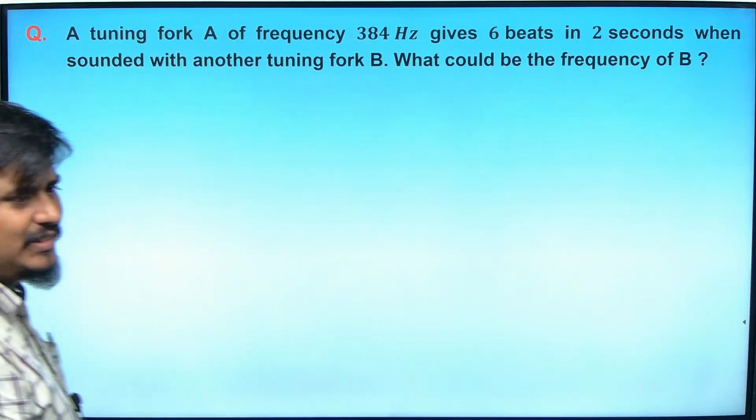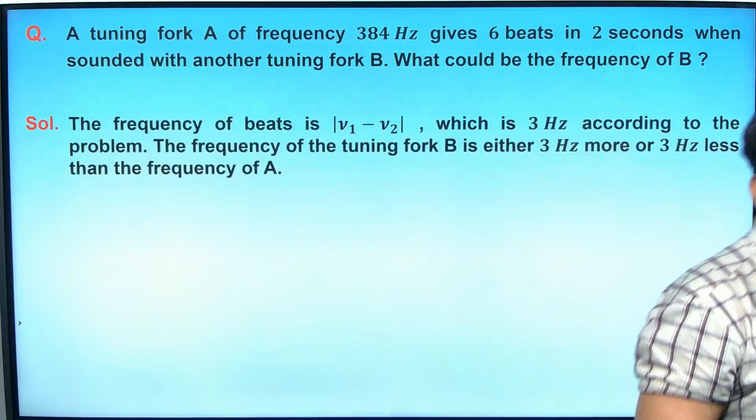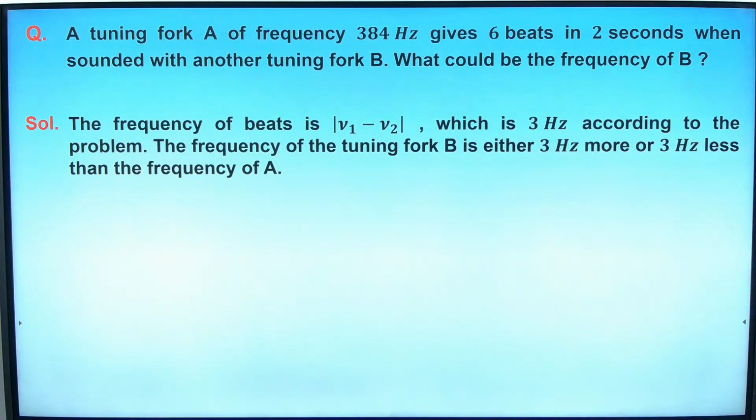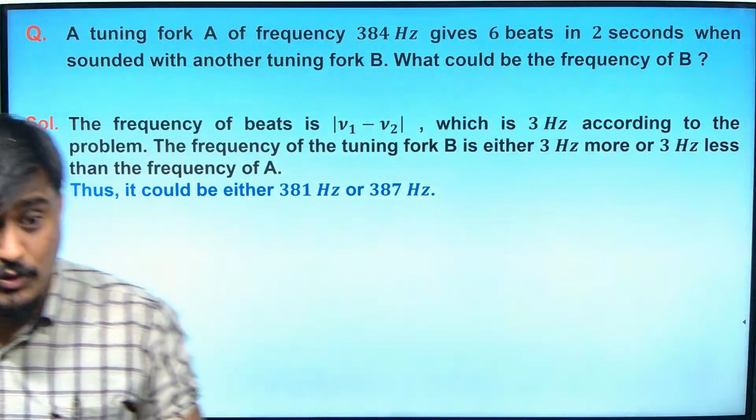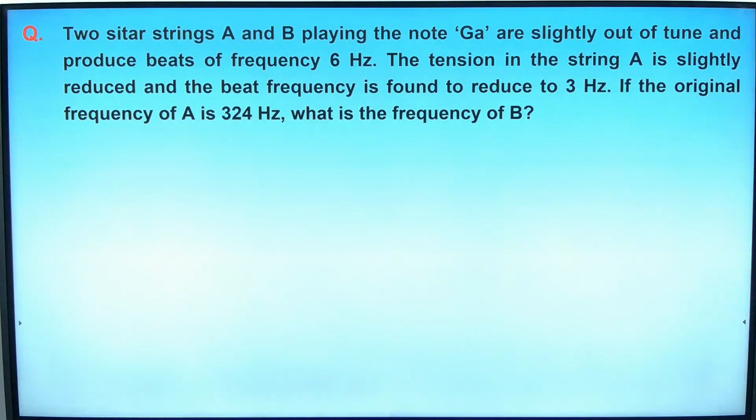Correct, obviously correct. Why am I saying it is correct? Because they have given the value of one frequency as 384, that is, the tuning fork has a frequency of 384, and they are saying it gives 6 beats in 2 seconds. It means 6 beats in 2 seconds is 3 hertz, 6 by 2 is 3. So it can be either 381 or 387. We cannot say it will be only one of them; obviously both are possible. But now talk about this question. Now solve this question, which is a little different from that. Think and tell me the answer.